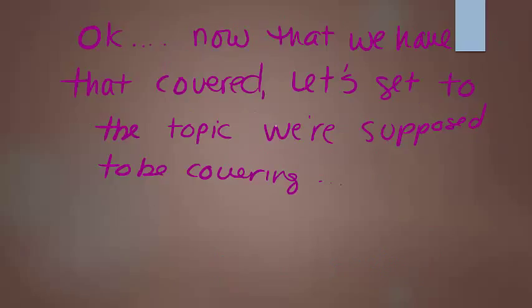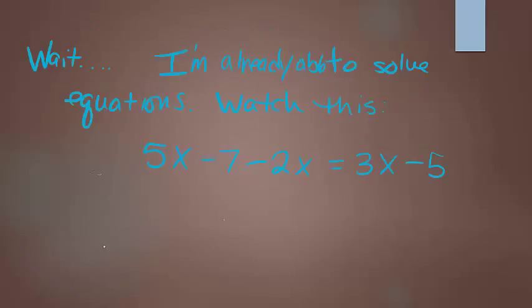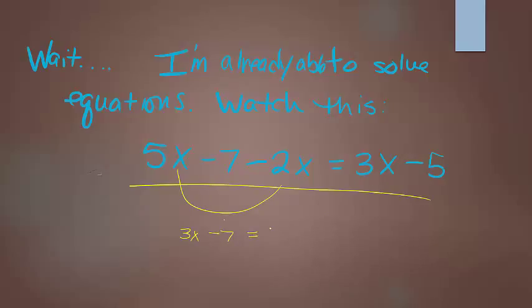All right, so now that we have that covered, let's get to the topic that we were supposed to be covering. So you might be thinking, wait, I'm already able to solve equations. All right, so let's try this. So let's solve this. 5x take away 2x is 3x. And then we have minus 7. And on this side, we have 3x minus 5.